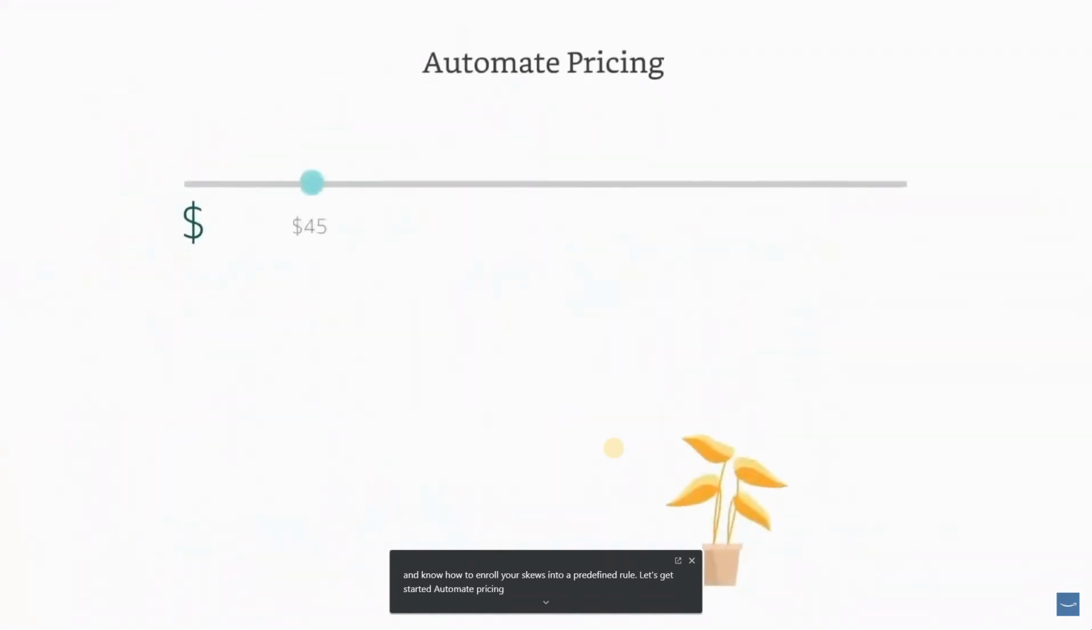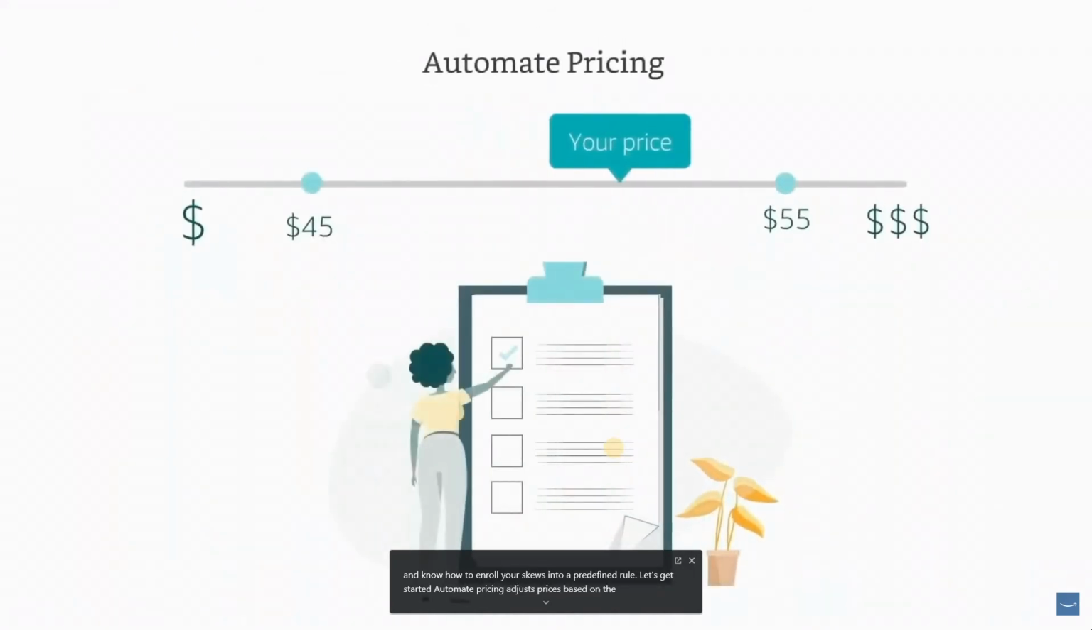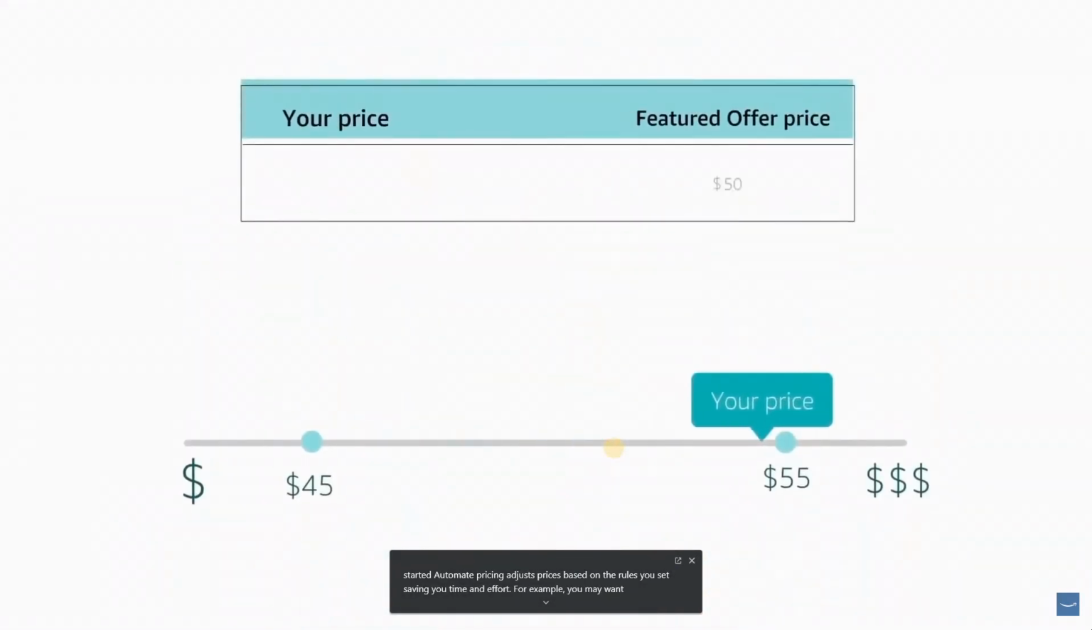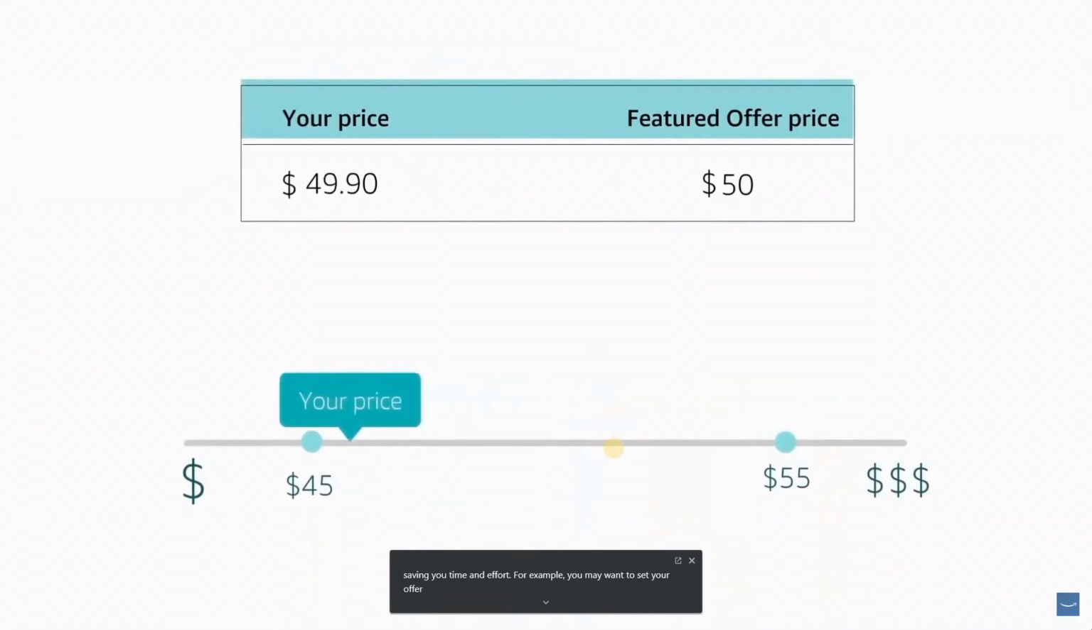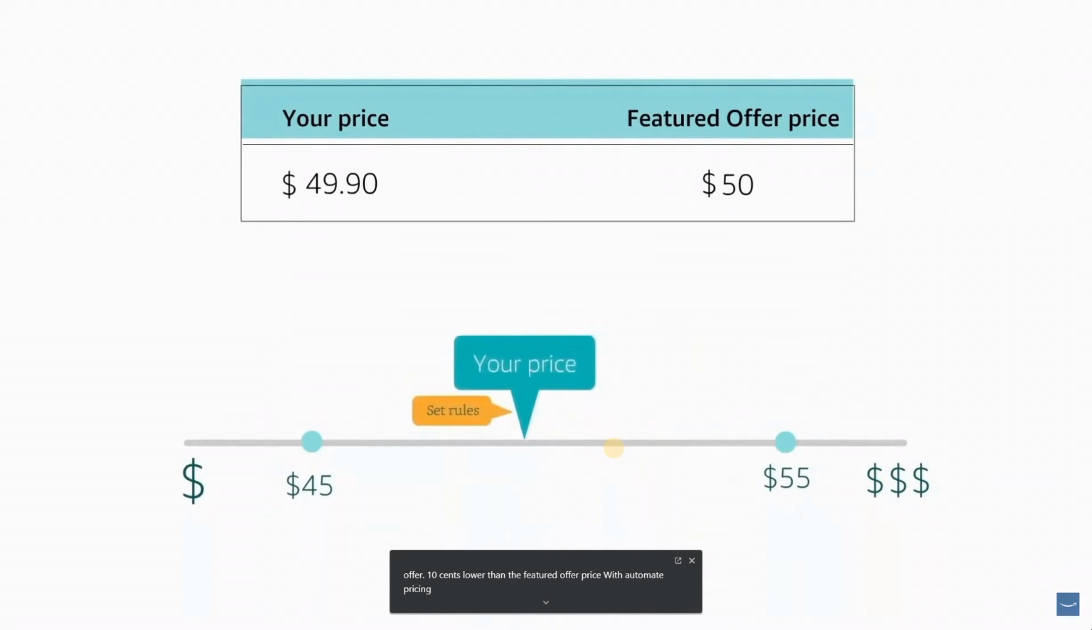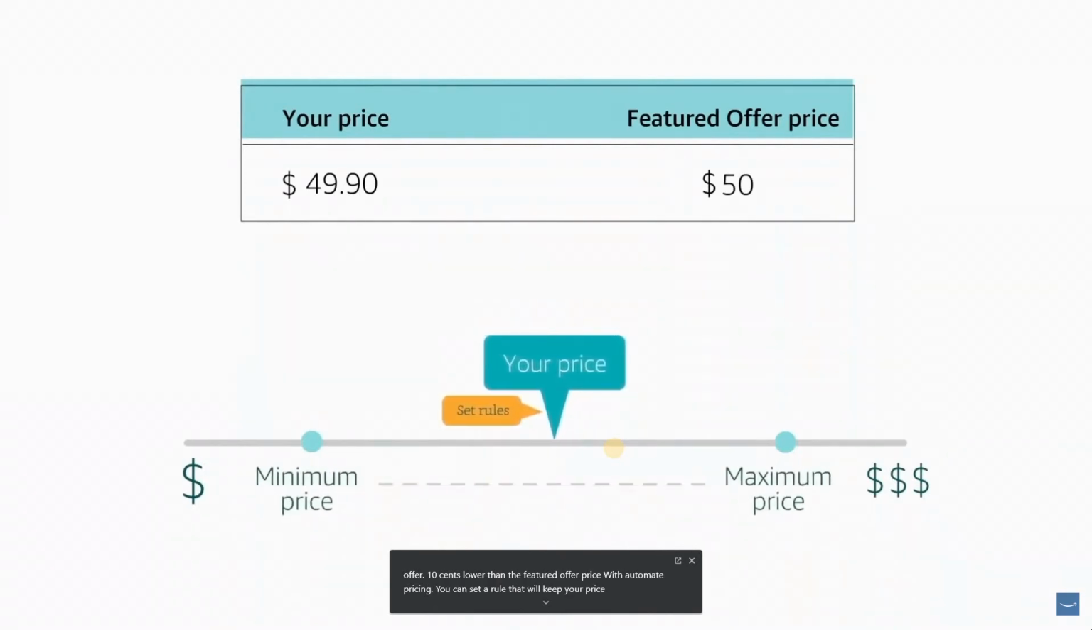Automate Pricing adjusts prices based on the rules you set, saving you time and effort. For example, you may want to set your offer 10 cents lower than the featured offer price. With Automate Pricing, you can set a rule that will keep your price 10 cents below the featured offer price, then set a minimum and maximum price so your price doesn't go too high or too low. If the featured offer price changes, your price will change shortly after, for as long as the rule is running. If you become the featured offer, your price will hold at that value.